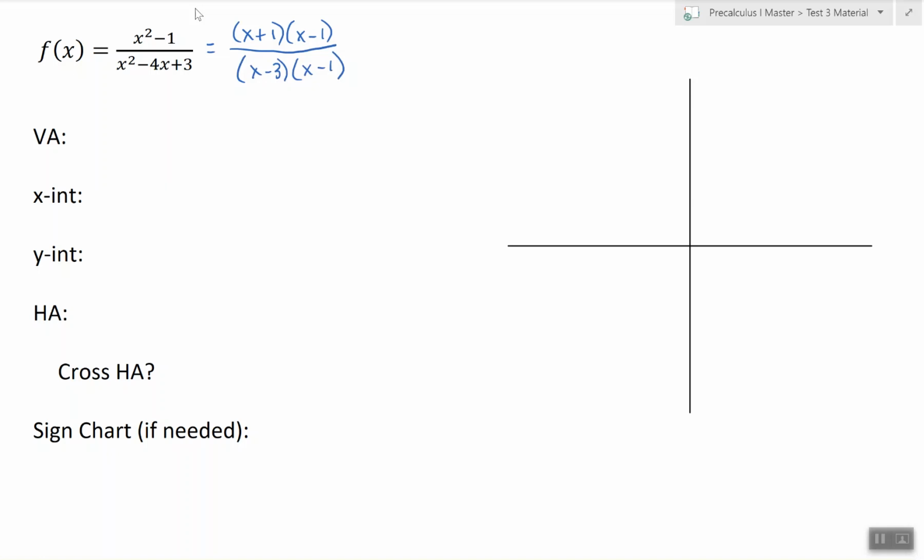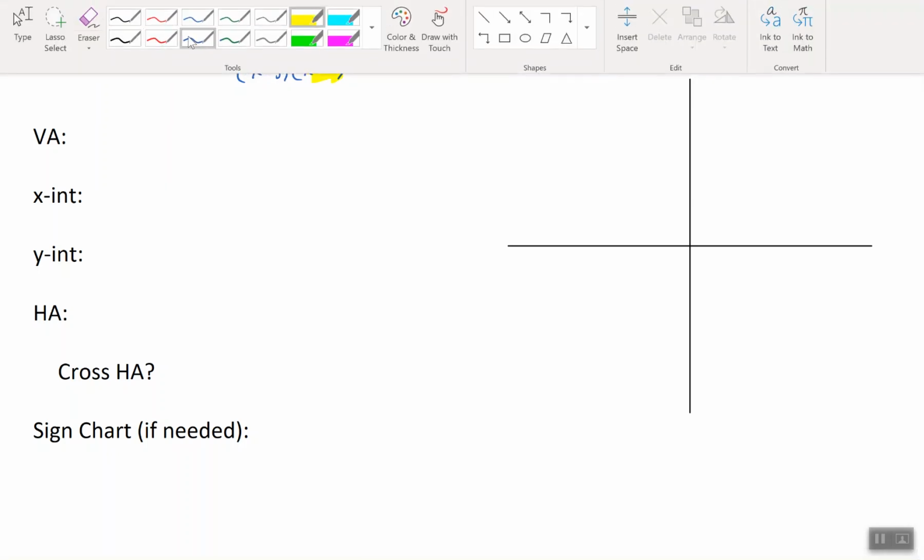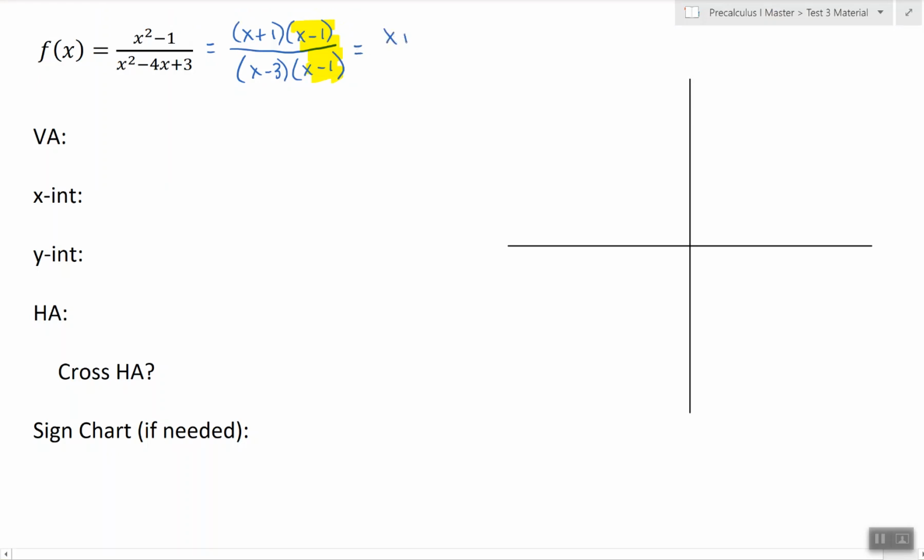And you notice here we have a common factor on top and bottom, so this can be simplified to x plus 1 over x minus 3. We'll come back to this in a little bit, but it's a good thing to note that when you have a common factor on top and bottom, you're going to end up with a hole at that x value of 1 and some y value. So we'll come back and figure that out.